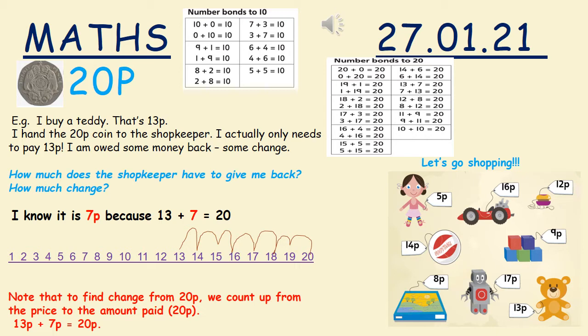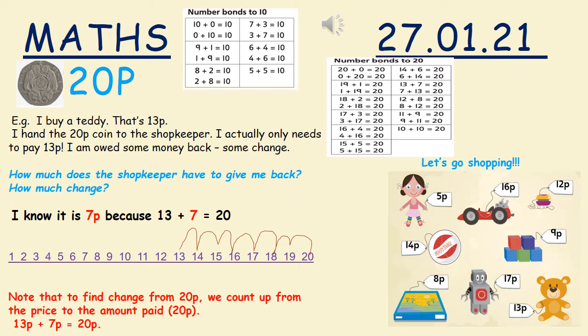So how much does the shopkeeper have to give back to me? How much change? I know it is 7p because look at the number bonds. If I use my number bonds, 13 plus 7 is 20. I can count on from 13 to 20. Let's look at the number line there to help us. I'm counting on from 13, 14, 15, 16, 17, 18, 19, 20. So I'm going to count on 7 times. So 13 plus 7 equals 20.